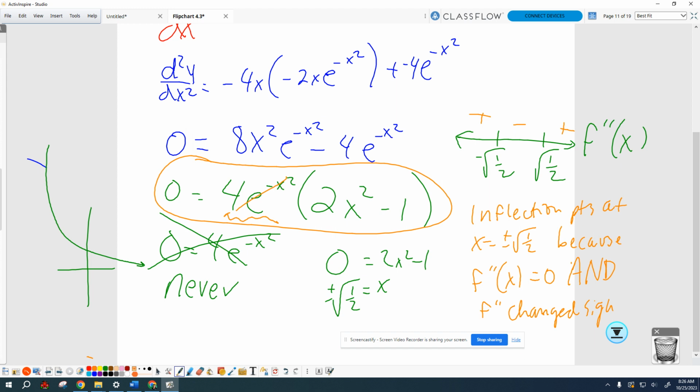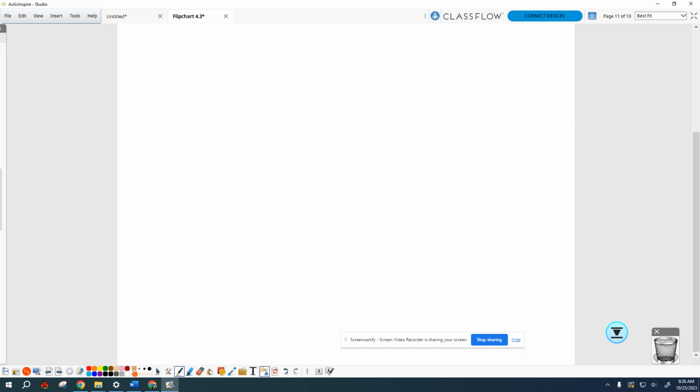Sydney? So if the second derivative is e to the something, is it never going to be 0? Okay, can I clear this? For whatever reason, you guys get panicked when it's an e. So let's just look at 2 to the x.